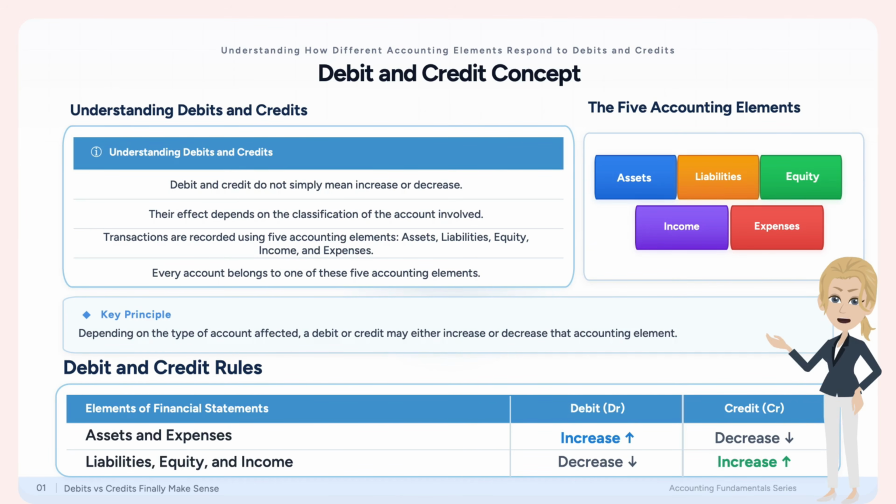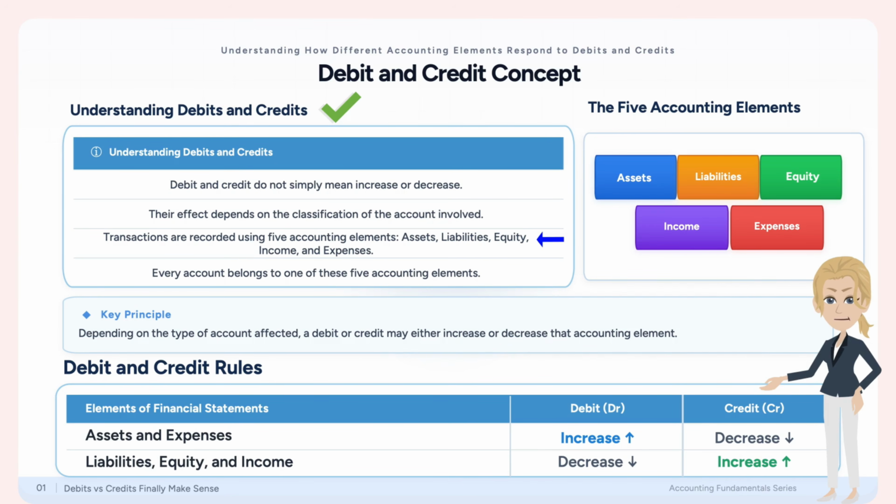Debits and credits often seem confusing at first. But when you understand how different accounting elements respond to transactions, the process becomes much more logical. Let's take a closer look. It is important to understand that the terms debit and credit do not simply mean increase or decrease. Their effect depends on the nature and classification of the account involved.